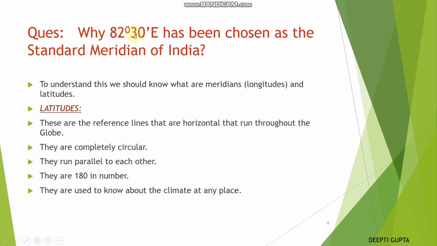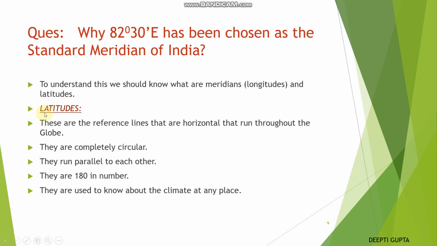Why has 82° 30 minute east been chosen as the standard meridian of India? It's a very important question, beta. To understand this, we should know what meridians are, you can say the longitudes and the latitudes. For this, we will first understand the meaning of latitudes and longitudes.